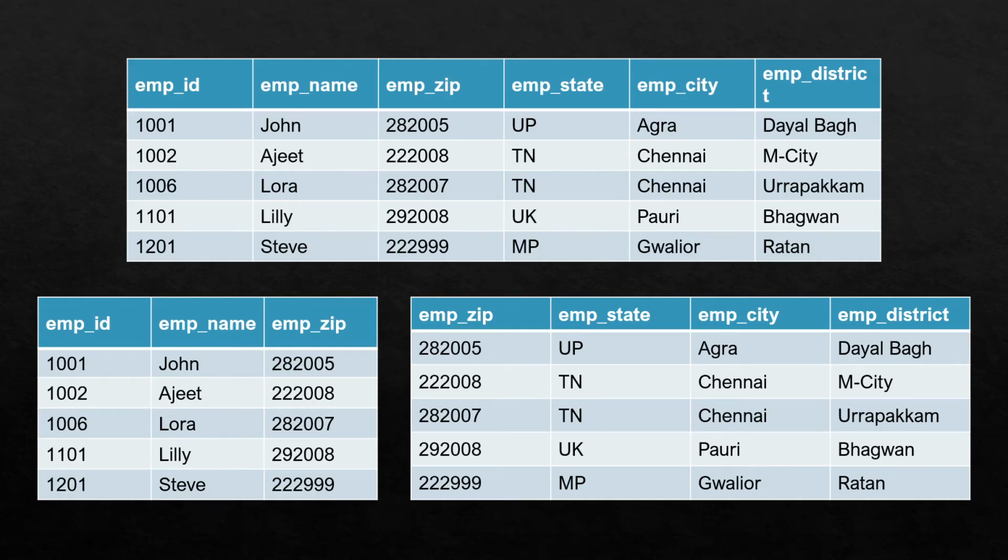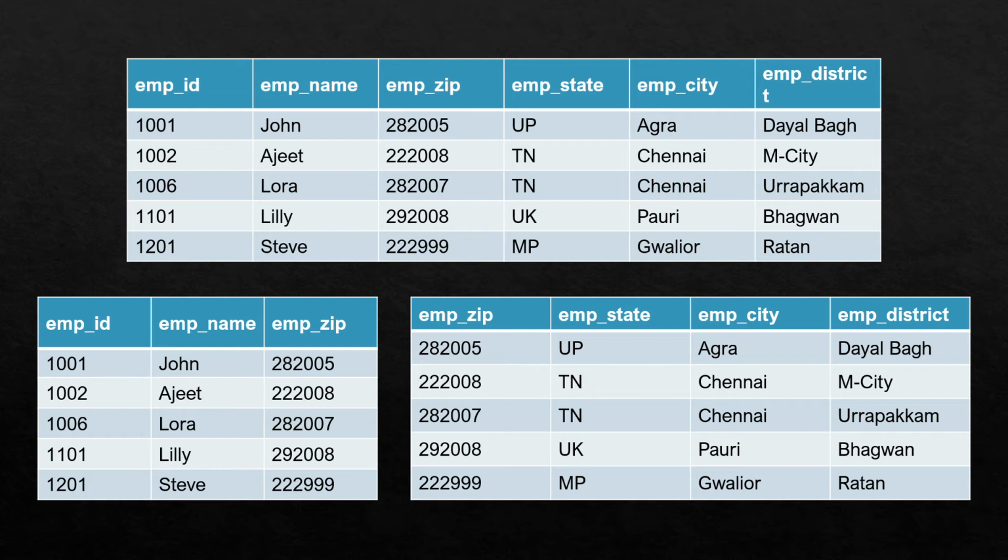Here you can see an example. Suppose a company wants to store the complete address of each employee. They create a table named employee details that looks like this, containing employee ID, employee name, employee zip code, employee state, employee city, and employee district. Now here the super keys are employee ID and employee name, and employee ID, employee name, and employee zip code, and so on.